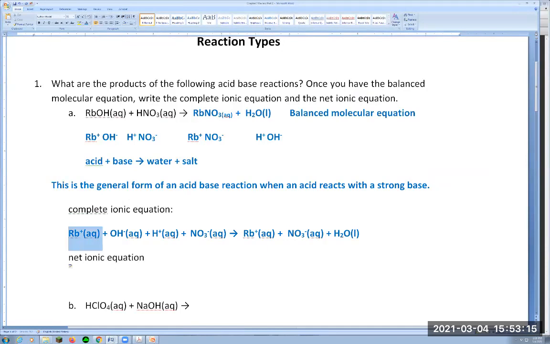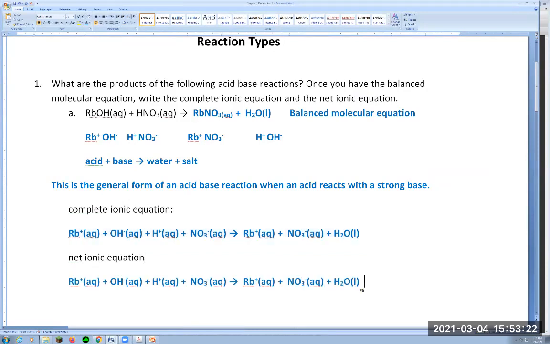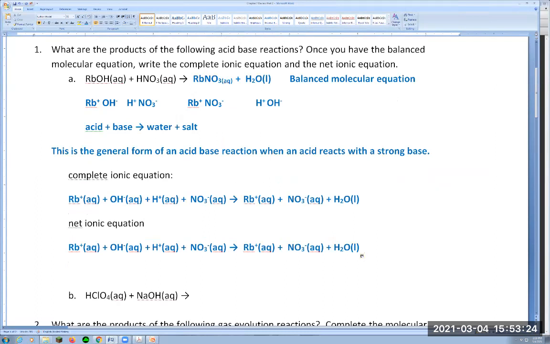So remember, to write the net ionic equation, you keep your complete ionic equation, and you're removing the spectator ions, right? We remove spectator ions. And spectator ions are those ions that are present on the reactant side and on the product side, and they don't participate in the reaction. They are just floating around and not doing anything special.